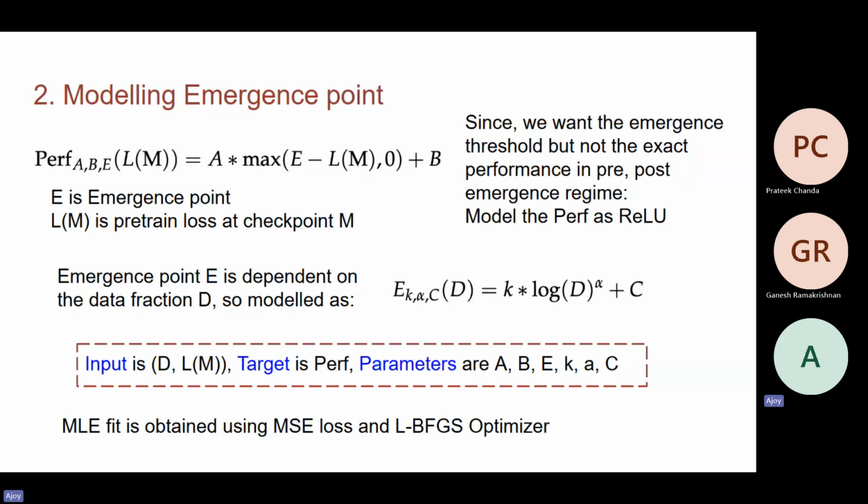We're having different E's. So now they're modeling E using a power law equation with respect to D. Now we have these parameters A, B, E, K, alpha, C. LM is the loss. D is the data fraction, the number of samples for fine tuning. So right now our input is the number of fine tuning data samples and the loss, and our target is the performance. C is just a parameter here. With this input and target and these parameters, we use the maximum likelihood principle with MSE loss, and the optimizer is LBFGS. Using these, they fit all these parameters.